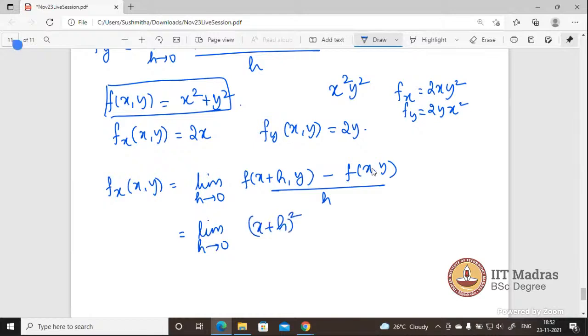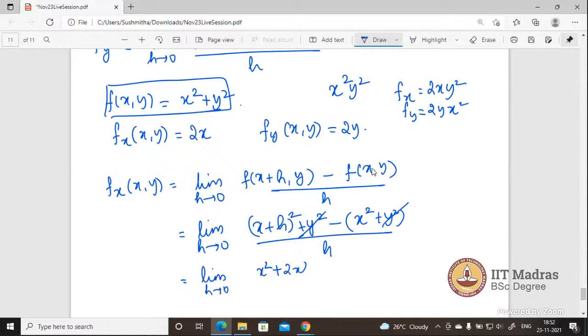plus y squared, minus f of x comma y, which is x squared plus y squared, upon h. So these two get cancelled. And then limit as h tends to 0, x squared plus 2xh plus h squared minus x squared by h. This gets cancelled. And then as I take limit as h tends to 0, what do I get?